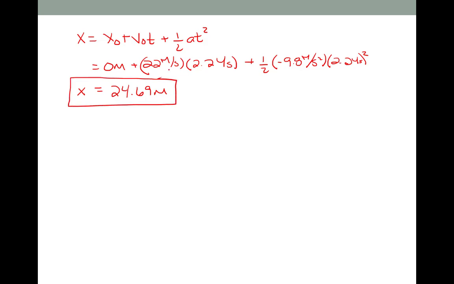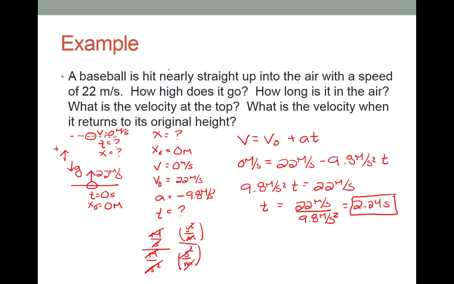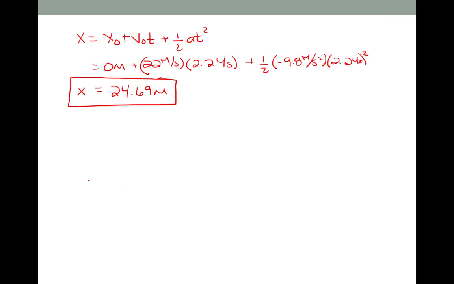Now, if you go back really quick, go back one slide, look at the question. It doesn't ask how long did it take to reach the top. The question is, how long is it in the air? So let's make the bold assumption that we're hit upward at 22 meters per second. We're going up, and obviously it's one-dimensional, but I'm going to move it over a little bit, and we're coming back down. So the real question is, how long does it take to return to this height?